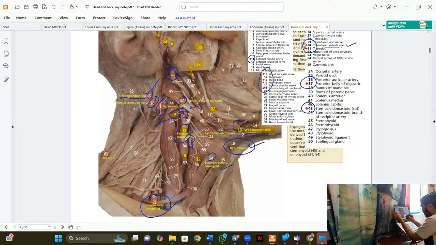Where is 63? This is a nerve, just external to the carotid. It should be the right vagus. Just next to the carotid, so it should be vagus. Yeah, right.